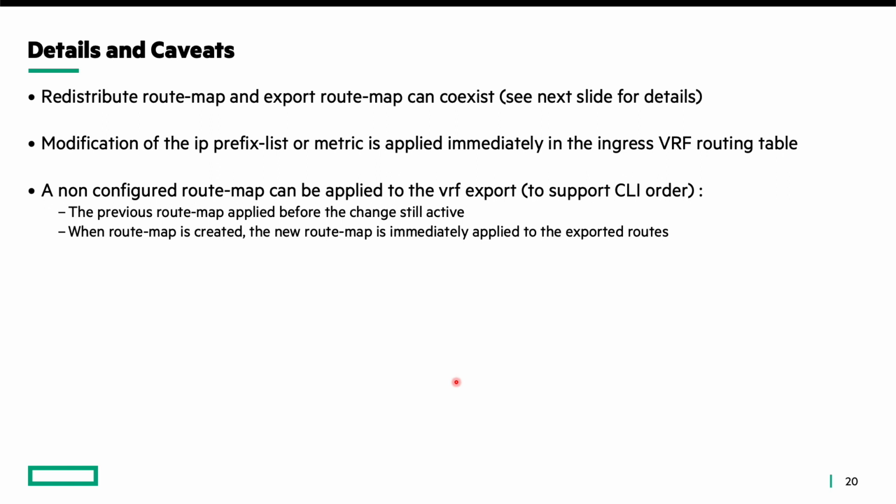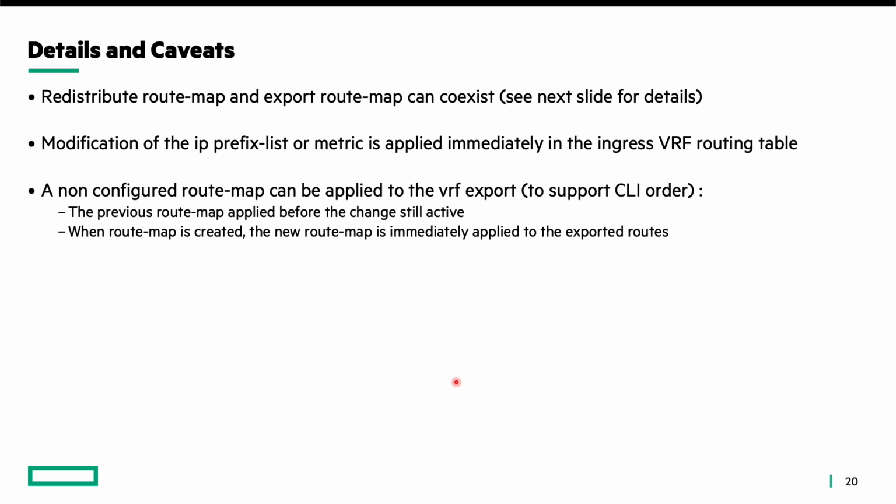What happens if you configure a command and the route map is not already configured? We made the choice in the implementation to support it, because in terms of CLI order, this command may happen before the route map configuration. So using different ways to configure the system can be useful.